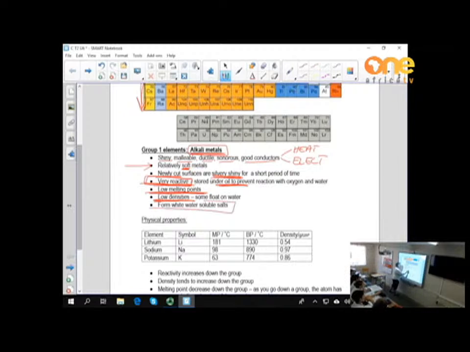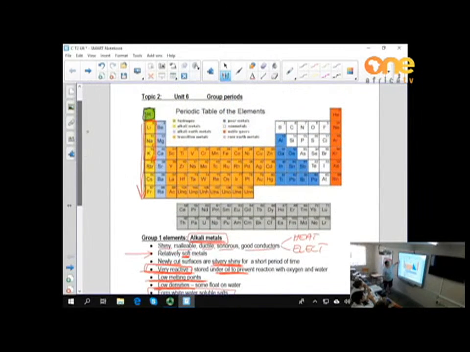They form a white water-soluble salt. We'll look at the chemical reactions a little later, but when sodium reacts with water, it forms sodium hydroxide plus hydrogen gas. The sodium hydroxide is water-soluble. It's an alkaline substance, so the water becomes alkaline. That's why we call them the alkali metals.